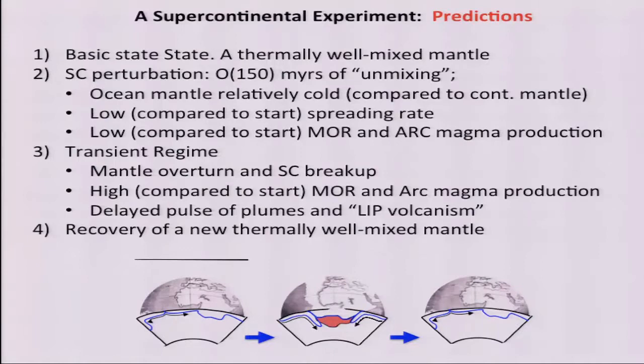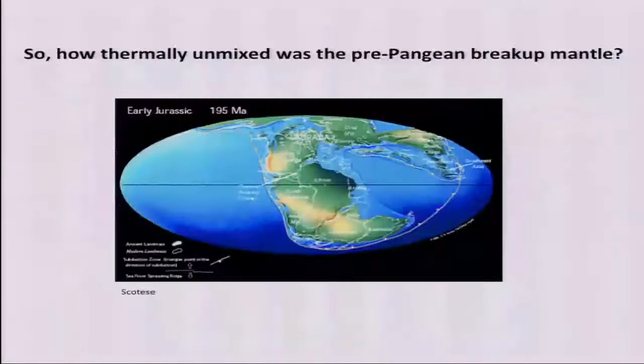We don't know that. In the models, this process produces a relatively cold ocean and a relatively warm subcontinental mantle. Its effects on spreading rate. And then we walk through this sort of transient a little bit, the most interesting part of which is a late arrival of plumes.